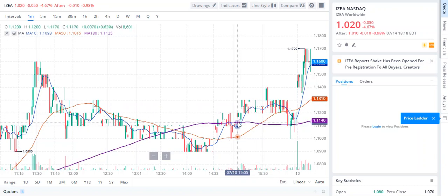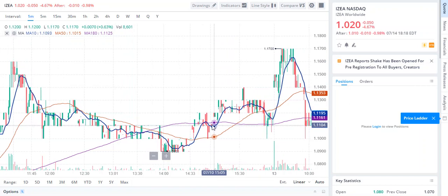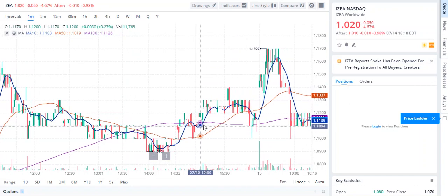So in theory, if you were to get into this trade right when it broke the resistance, that means that you're bullish. And we'll go over how to use the support and resistance as far as trading goes in a little bit. We're just going to continue watching this.